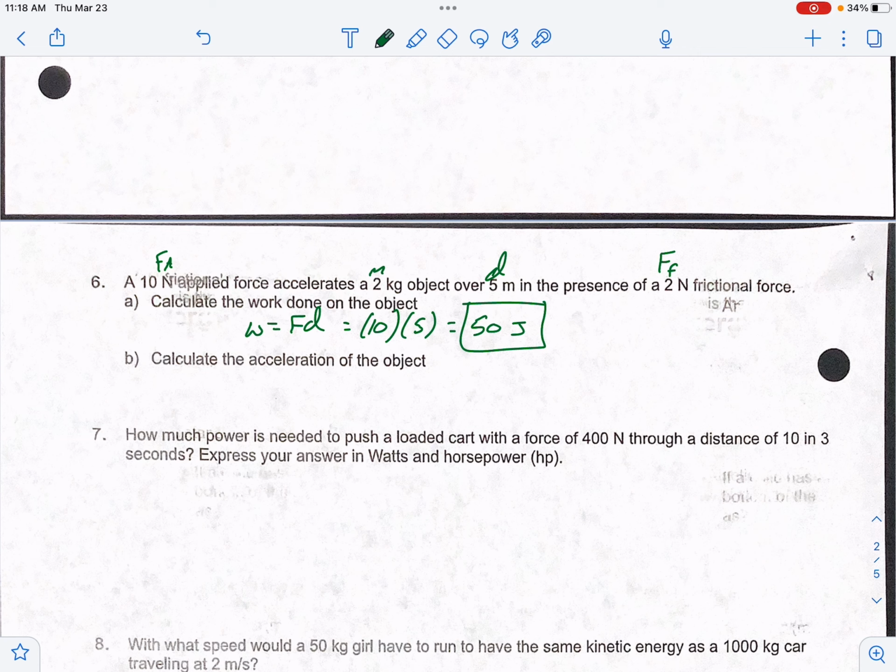Okay, now it says calculate the acceleration of the object. So remember the acceleration equation: acceleration equals F net over mass. F net means total force. So now we actually have to take that frictional force into account. If I'm applying 10 newtons of force, but 2 is going against me, so 10 minus 2, over my mass, which is 2 kilograms. So 10 minus 2 gives me 8, divided by 2 gives me 4, and this is meters per second squared.